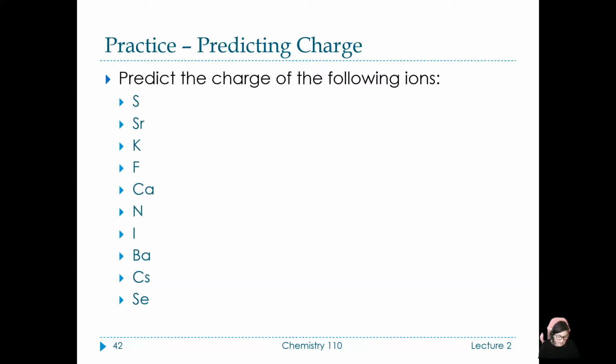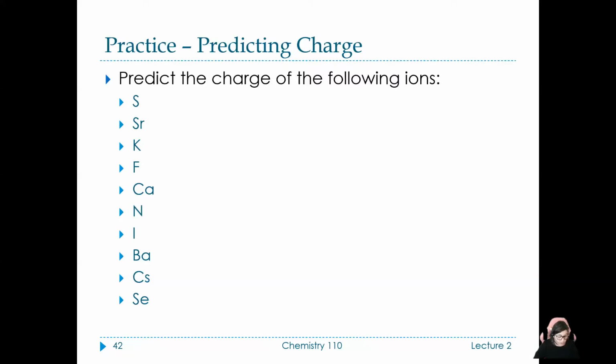K is number 19. It's in group 1A. It needs to lose 1 electron to become like argon. So it's going to be K+. F is number 9. It's right next to neon. So since it's a nonmetal, it wants to gain an electron to become like neon.